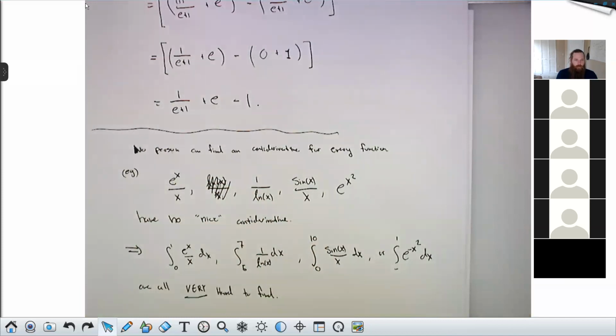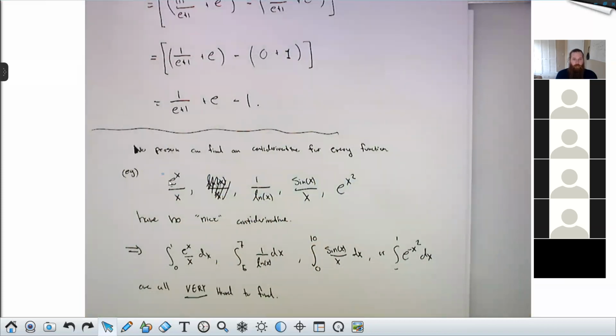And when I say this is hard, I don't just mean you can't do it. I mean I can't do it, no one can do it. There's a theorem that's been proven that all of these are functions that don't have any closed form antiderivative. Closed form means not an infinite expression.